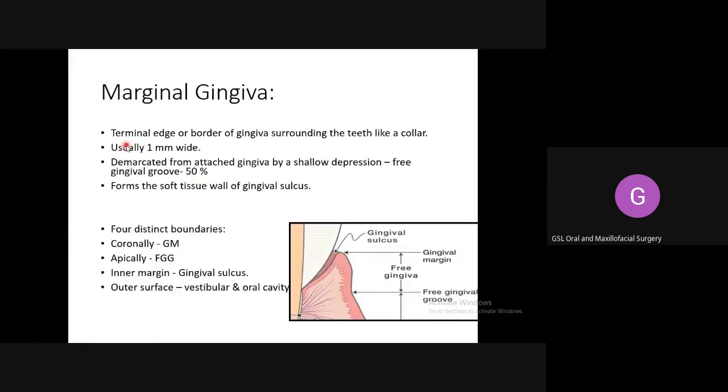Marginal gingiva is the terminal edge or border of the gingiva, surrounding the tooth like a collar. If you see this particular gingival sulcus, it covers the entire surface of the tooth like a collar. Usually it is 1 mm wide, but it can be up to 2 to 3 mm, so the free gingival margin can be 1 to 3 mm. It is demarcated from the attached gingiva by a shallow depression called the free gingival groove.